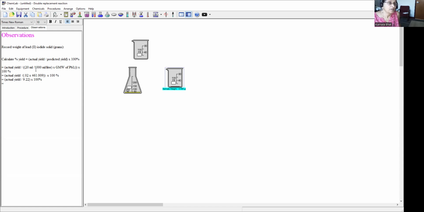And so you see that you get 9.22 grams, and then the actual yield is what you get. In my case, it would be 4.556 divided by 9.22 multiplied by 100, which will give you the percentage. And with that, the experiment is over.